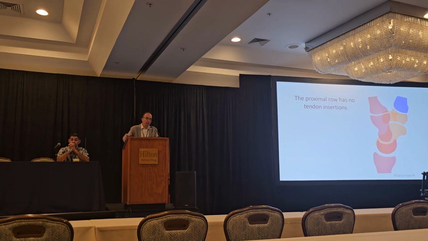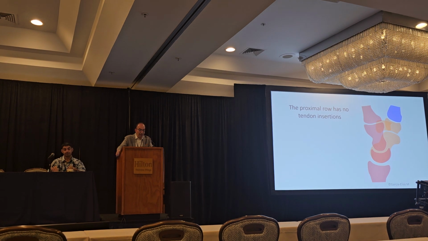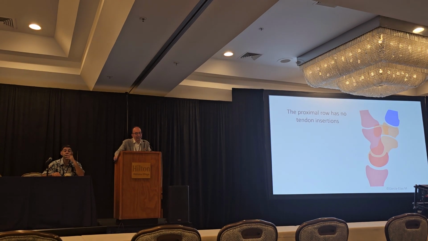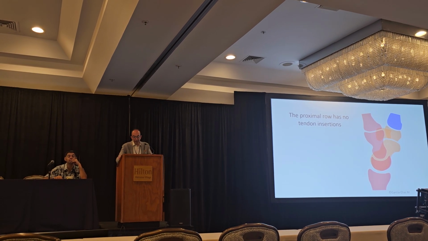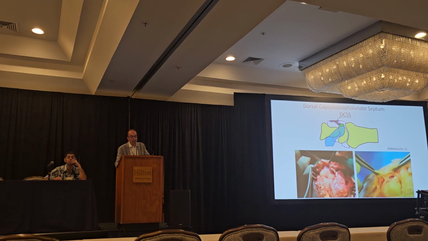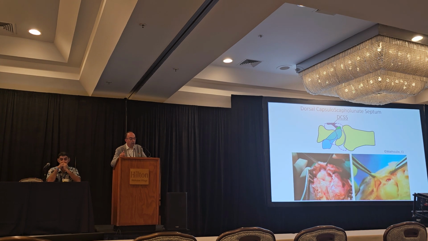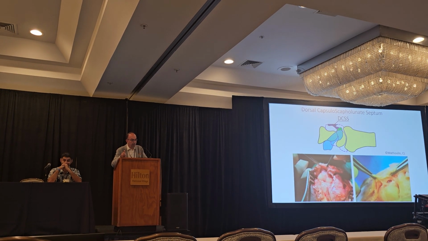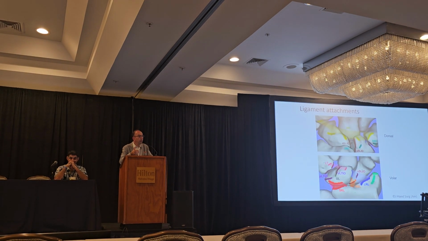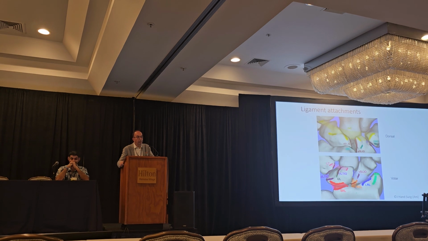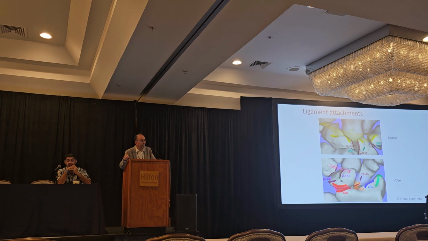Kapandji, who is the man on kinematics, got it all right, but one thing. He said that the proximal row doesn't have any tendon insertions, which is true, but it does have ligamentous insertions. Mathoulin was the first one to describe an insertion on the scapholunate ligament itself, that dorsal capsuloscapholunate septum. But as we're moving forward, we see that we have a lot of capsular attachments both on the dorsal side and on the volar side.